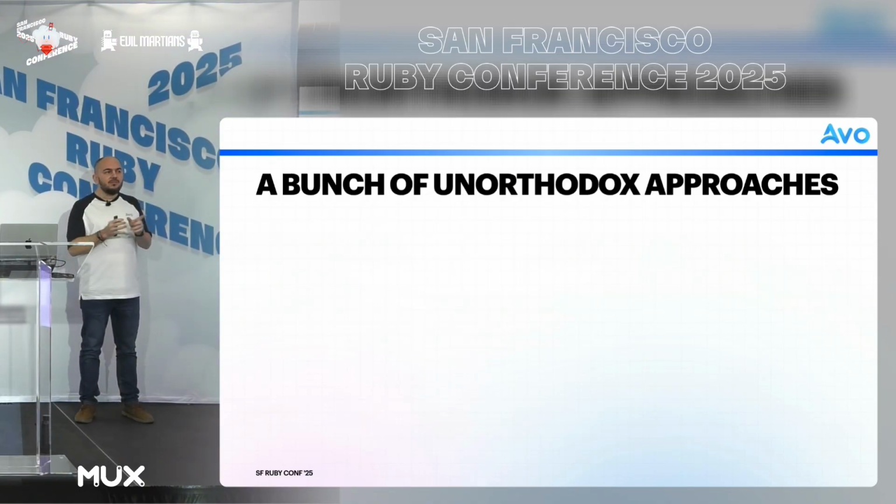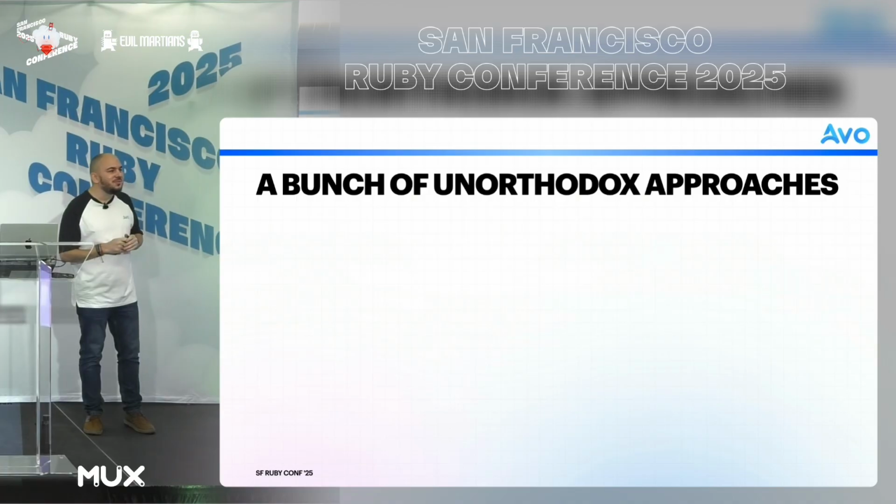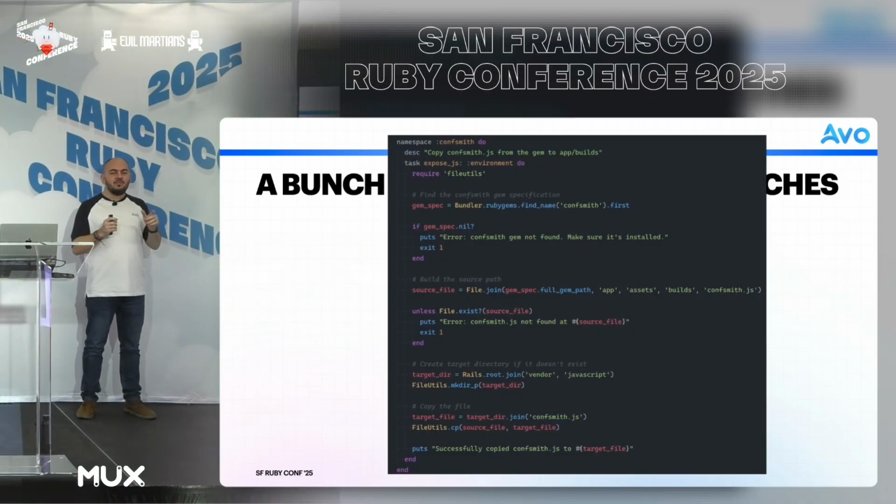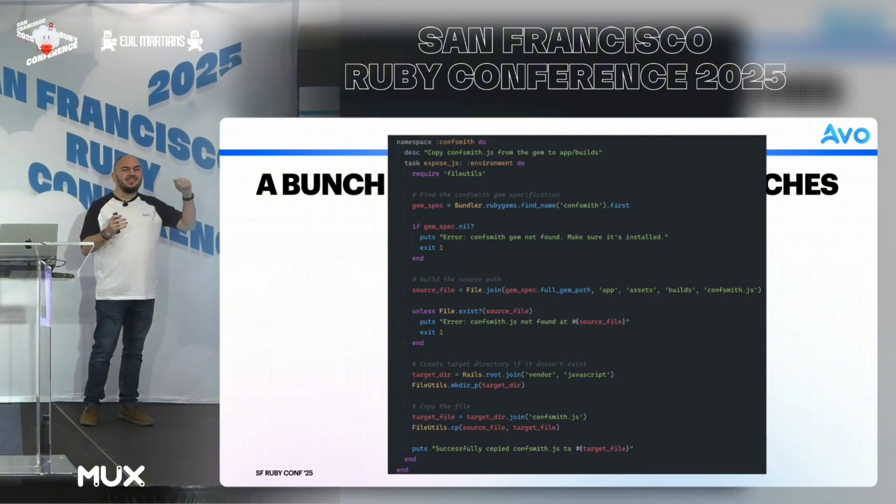So I told you about a few unorthodox approaches, and I want to just show them to you. I don't want you to use them, but it's good to know about them. First of all, if you don't want to do all of that dance, you can create a rake task that the user just runs, and it'll go inside your engine, pick up that JavaScript file and copy it inside the main app. And then the user uses it like any other JavaScript file.